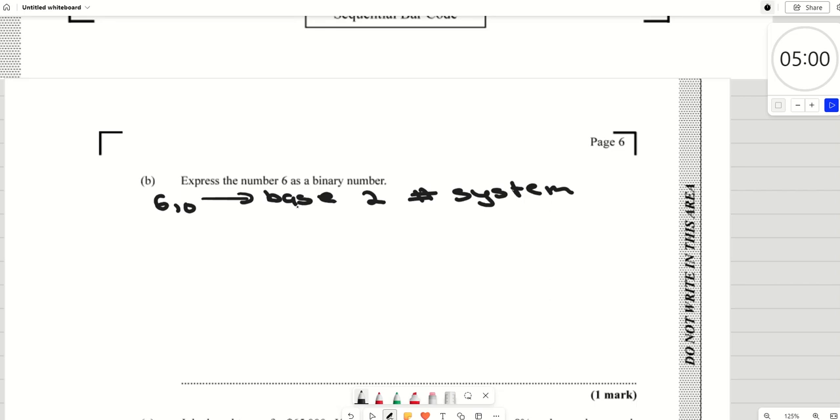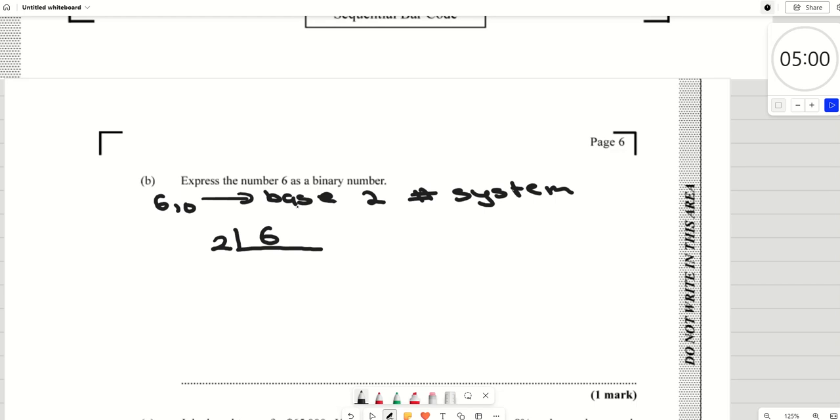Now, to go from a base 10 number to a base 2 number, what we do is we divide it by the base which we're converting to. So if it was a base 3 system, we would divide by 3. But in this case, it's a base 2 system, so you divide by 2. If it was a base 4 system, you would divide by 4. If it was a base 5 system, divide by 5. So again, to go from base 10, which is a normal ordinary number, to a base 2 system, we divide that base 10 number by the base we're trying to convert it to.